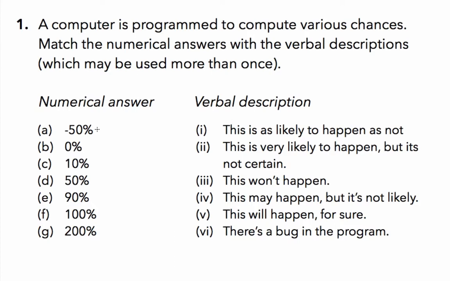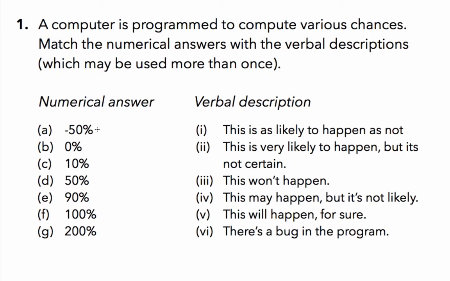Question 1 lists a number of numerical answers that represent the likelihood of an outcome expressed as a percentage. On the right-hand side is a verbal description of what those different likelihoods mean in practical terms. Remember that likelihood expressed as a percentage can range from 0% to 100%. In probability terms, it can range from 0 to 1.